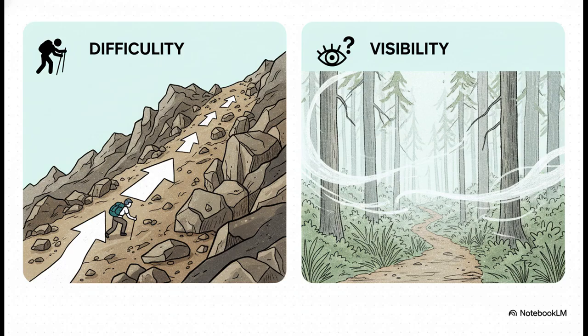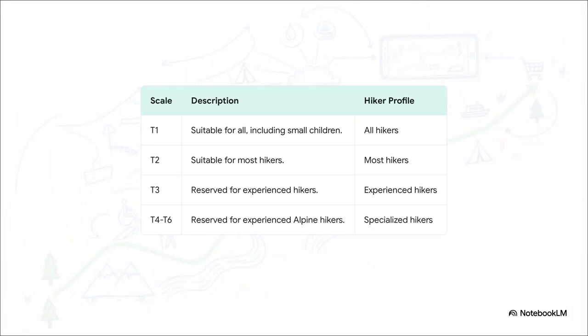They make this really critical distinction between difficulty and visibility. I mean, think about it, right? You could have a trail that's super easy to walk, but it's so overgrown you can barely see it. Or you could have this killer climb that's as obvious as a 4-lane highway. These are two completely different problems, and they require two totally different sets of data.